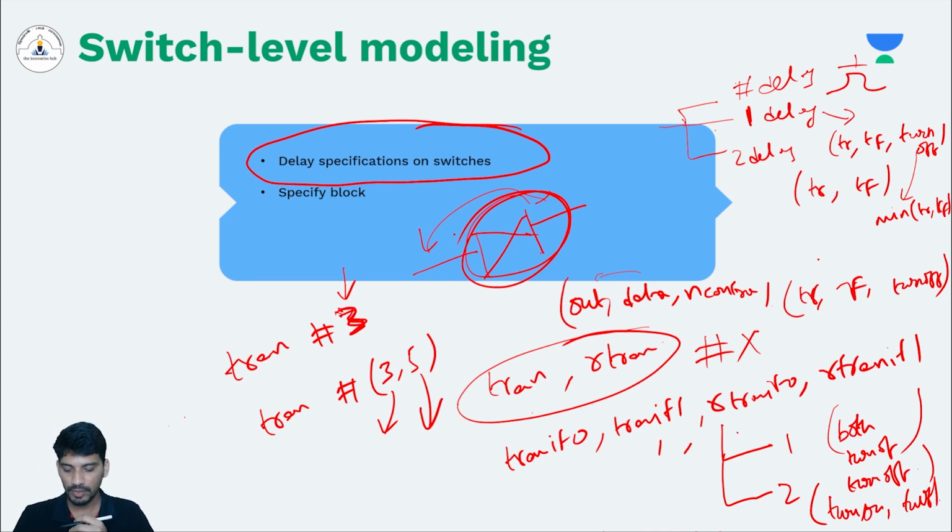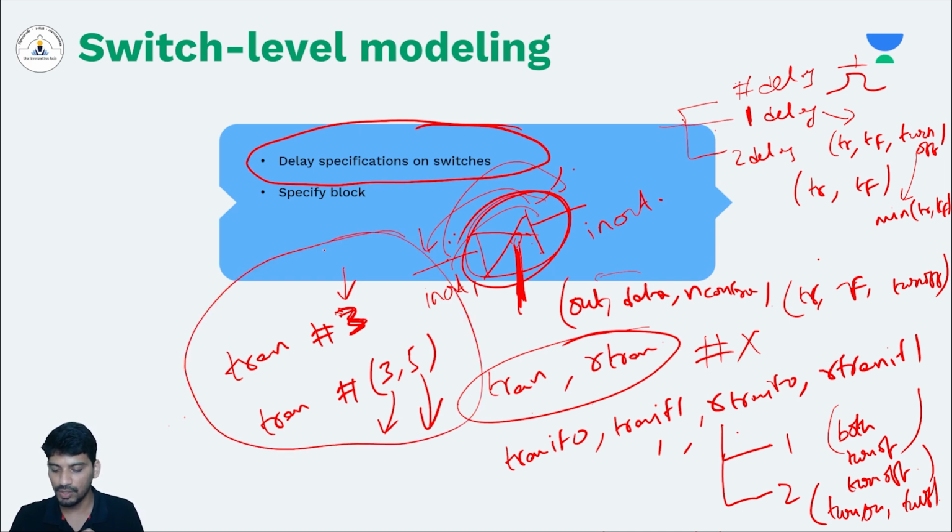What I meant by turn on and turn off is the amount of delay present to pass from one of the nodes to the other node. During turn on, what is the amount? During turn off, what is the amount? So this is how you can specify the delays. You can even specify the pin to pin delay by using a specify block. I will discuss this in the coming slides.